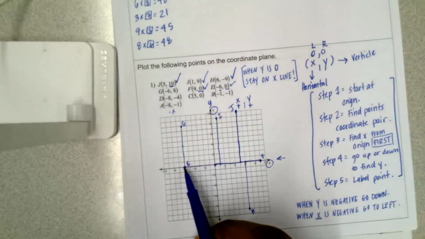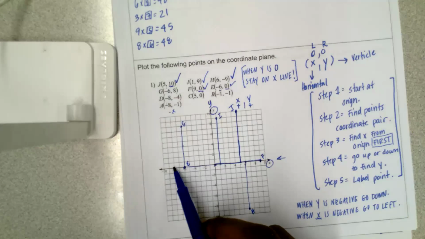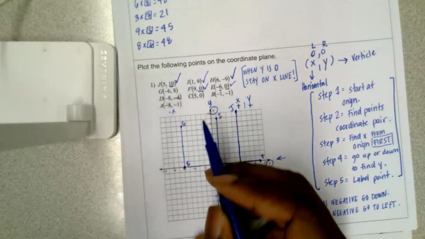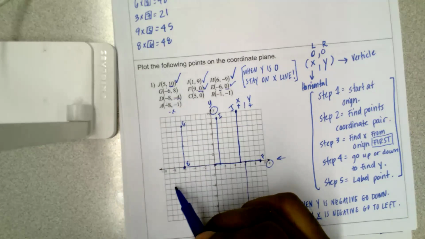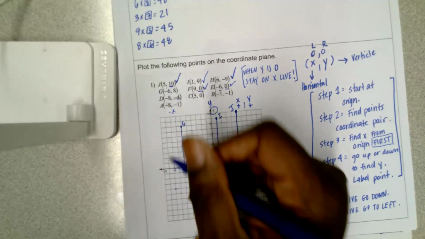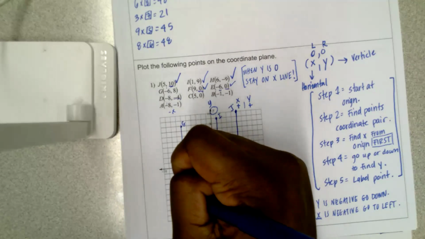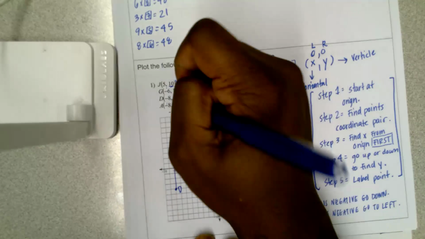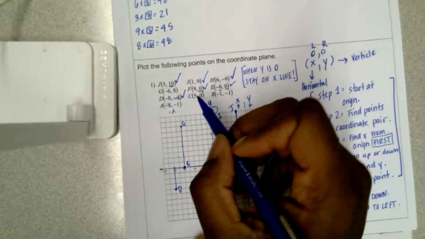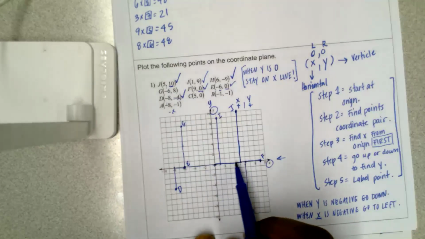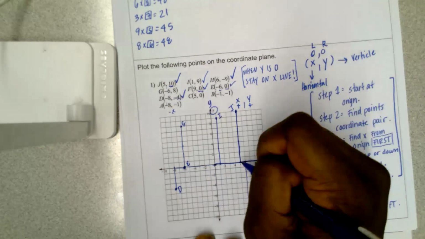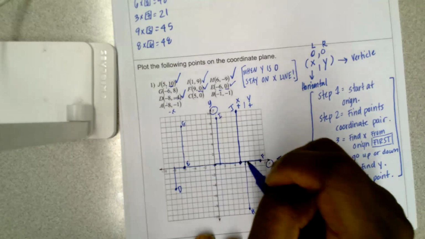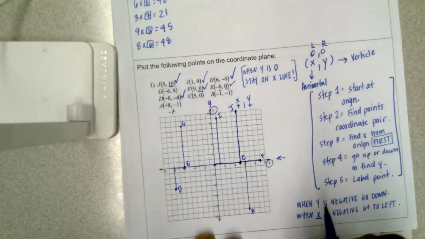D, negative 8, negative 4. Y is negative, and when Y is negative, I go down. So I went to negative 8, then I came down to negative 4, plot my point, and label it D. For C, X is positive 5, Y is 0, so I stay on the line. So that's also point C.